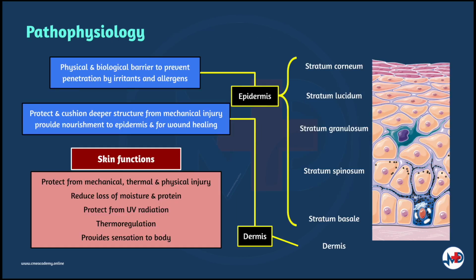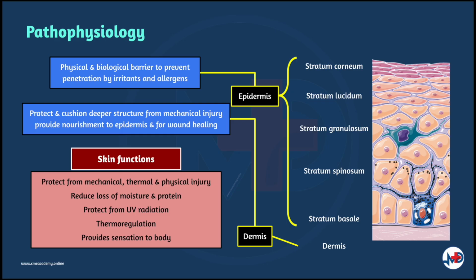Our skin is made out of epidermis and dermis. Epidermis consists of stratified squamous epithelium, which are keratinocytes in progressive stages of differentiation. Layers of epidermis are stratum corneum, the absorptive layer, stratum lucidum, which is only found in thick skin, stratum granulosum, also known as granular layer, stratum spinosum, the prickle cell layer, and the germinative layer known as stratum basale. Epidermis functions as a physical and biological barrier to prevent penetration by irritants and allergens.